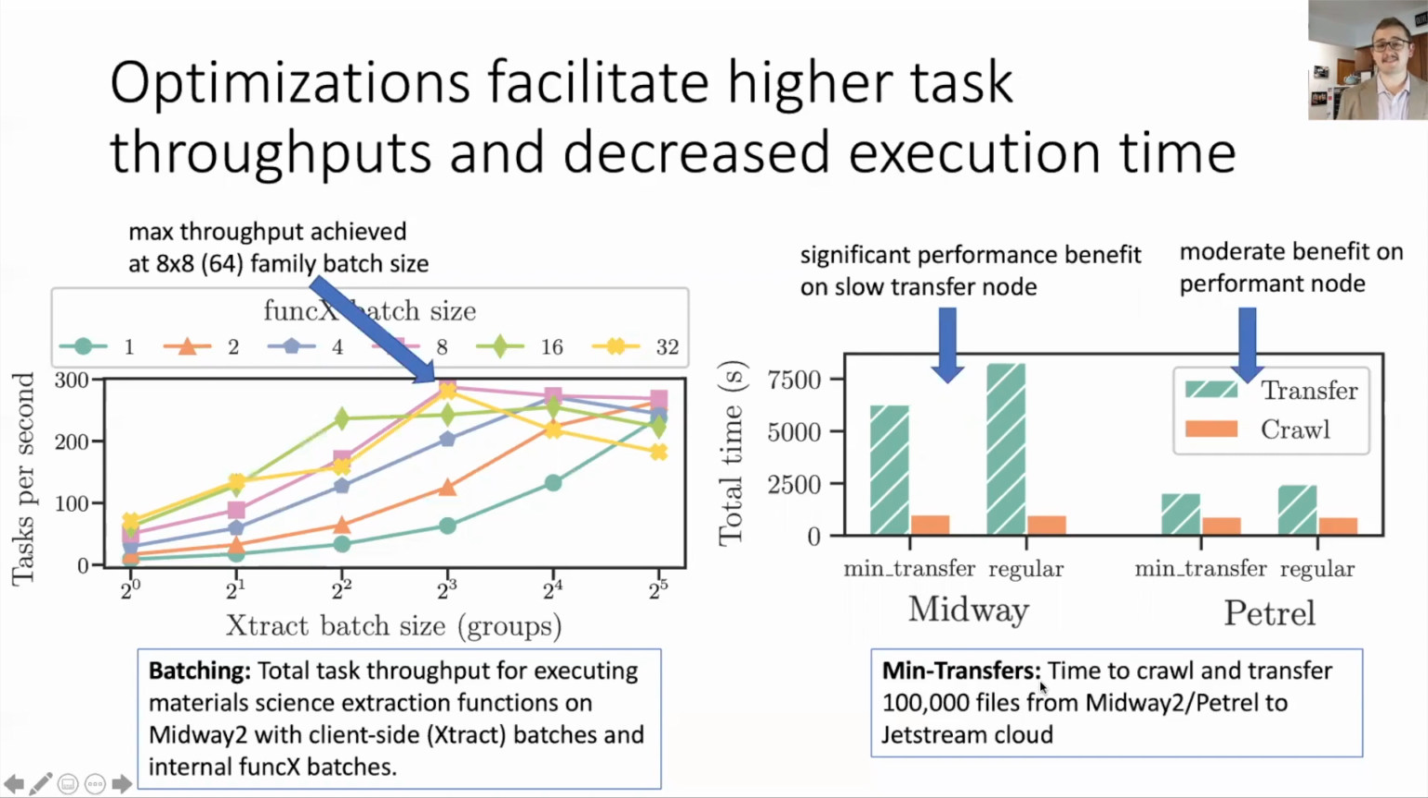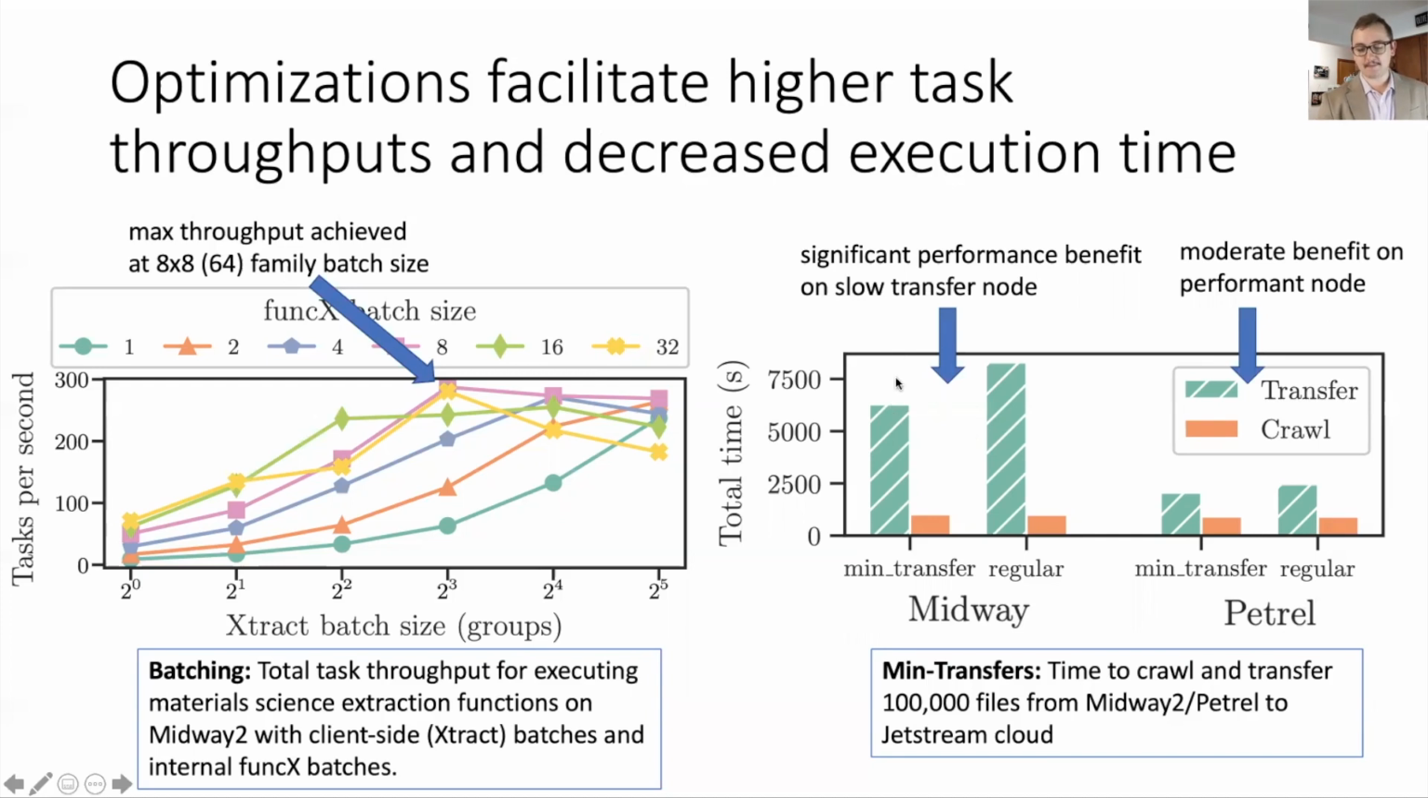But then this min transfers diagram is actually a huge deal, in the case that you do have to transfer data. Basically, we can think of this in 2 cases. You have the case where you're transferring from a highly performant transfer node, and a not so highly performant, maybe slow, transfer node. Midway doesn't have the giant transfer capabilities like Argonne National Lab, because Petrel has these high-performance data transfer nodes dedicated for just this. And on Midway, you don't have that.